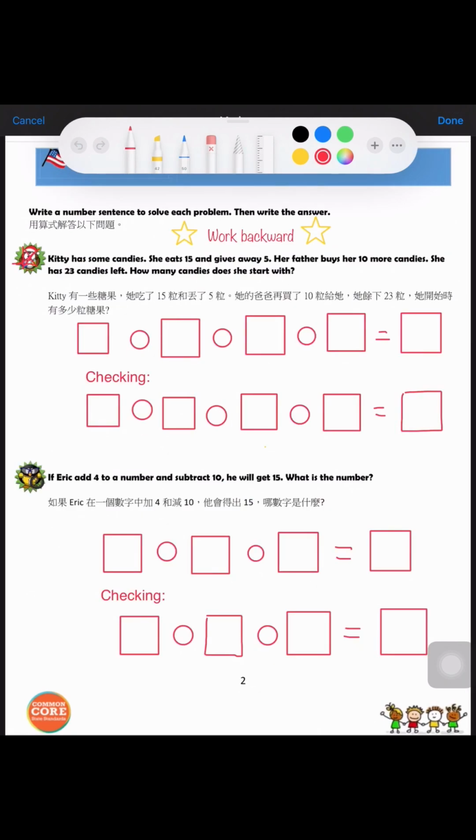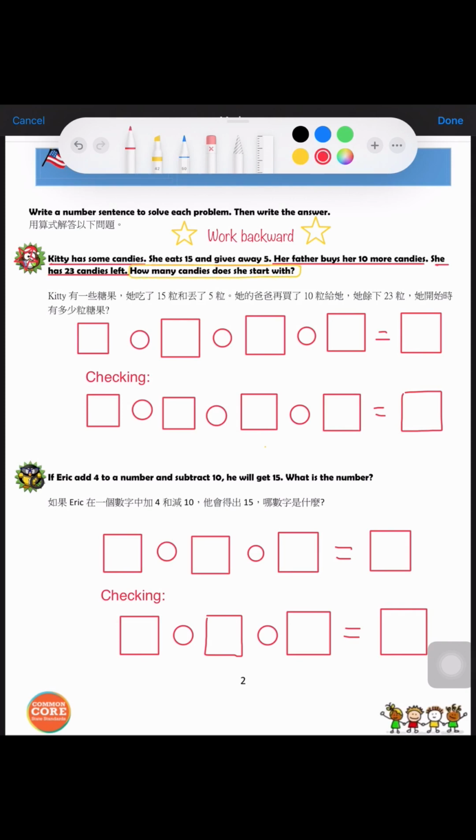Let's move on to page 2. Kitty has some candies. She eats 15 and gives away 5. Her father buys her 10 more candies. She has 23 candies left. How many candies does she start with?